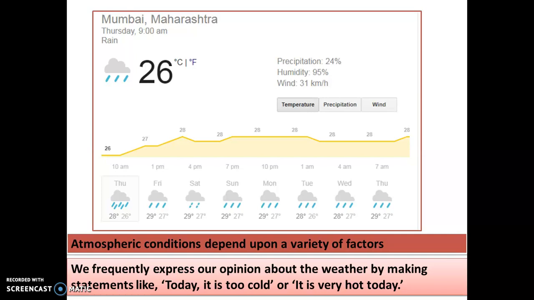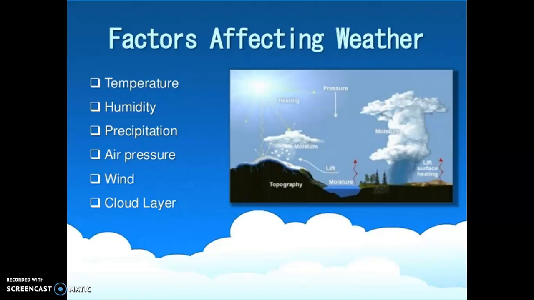You can also see in the diagram the conditions for Thursday. So Thursday at 10 a.m., this is the weather. Then Friday 1 p.m., the weather. Saturday, Sunday. So everyday's weather is given here. Then, which are the factors that affect the weather?